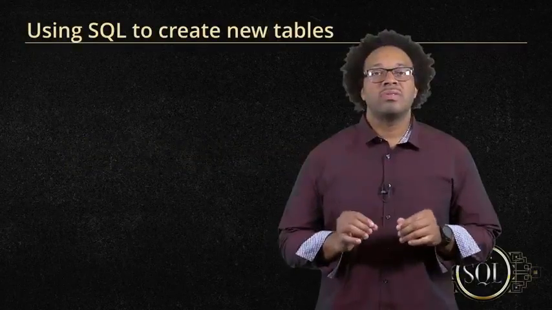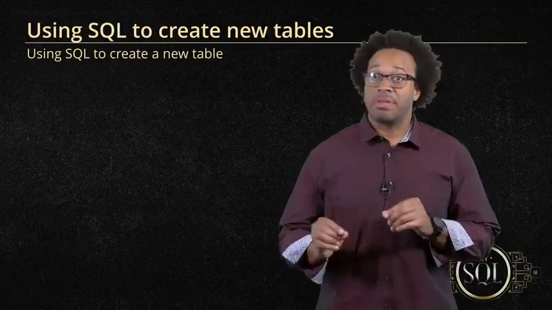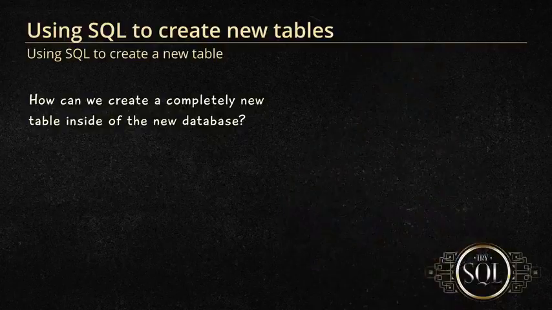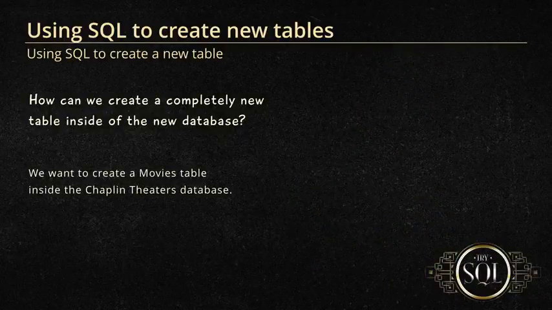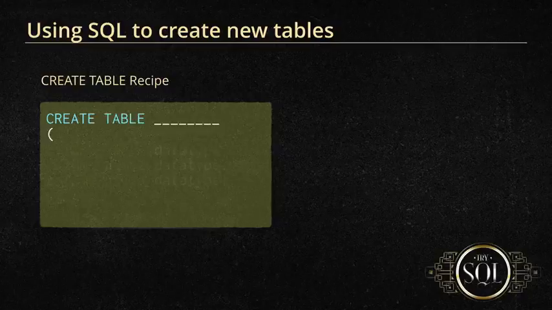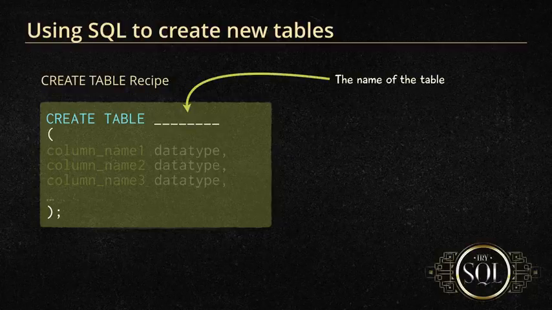Okay, let's assume we did not drop our database and that we still have our database set up for Chaplin Theaters. Let's see how to create a table inside of that database. We want to create a movies table inside of the Chaplin Theaters database that will hold data for other films that we wish to list. We will use the create table recipe to do this. The create table portion signals that a new table will be created on the database, followed by the name we want our table to have.